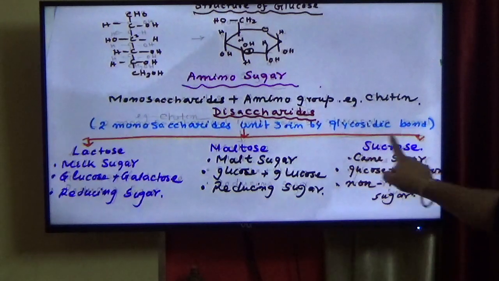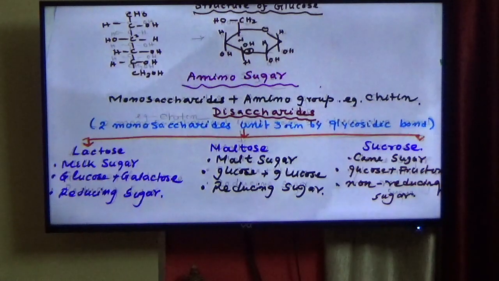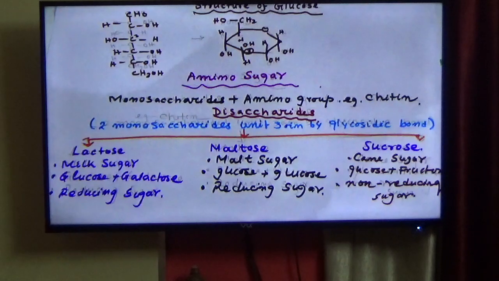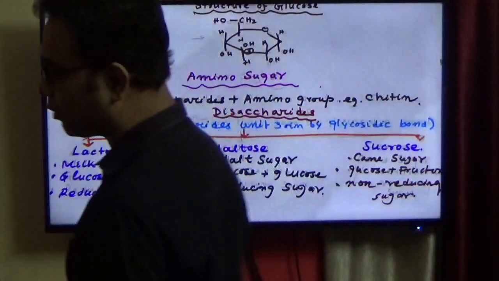Third one is sucrose. Sucrose is found in sugar cane. You know, it is a very important sugar, and it is also called cane sugar. Sugar cane is the most common source of sucrose. But what are the monosaccharide units present in sucrose?